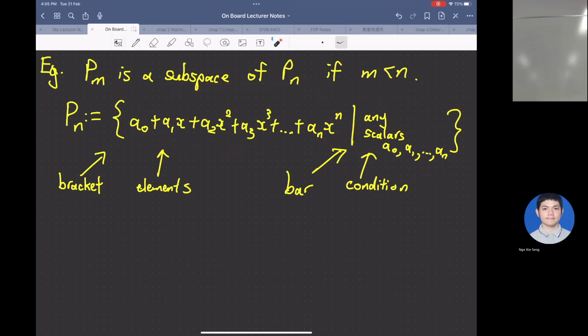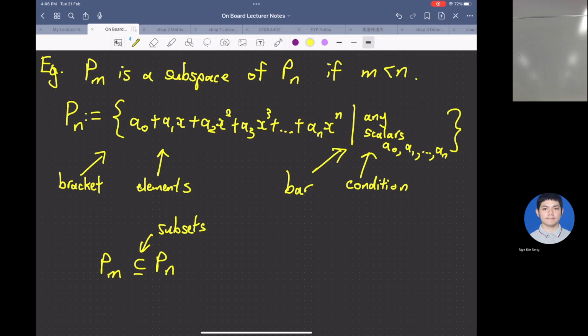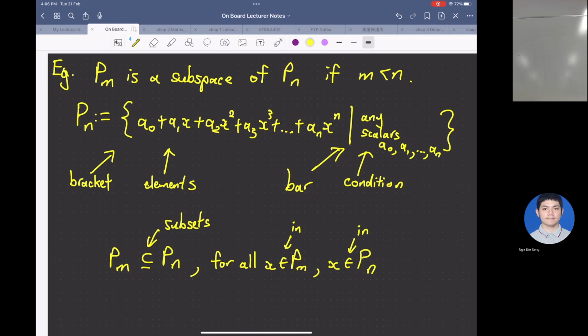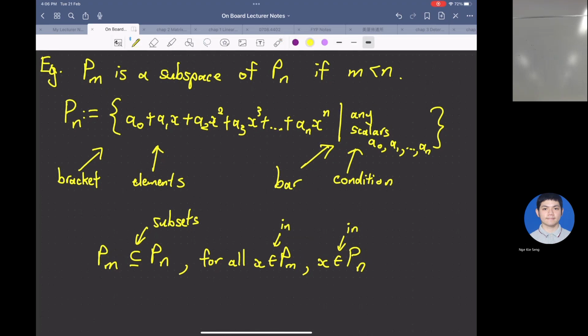So let's prove that Pm is a subspace of Pn if m is less than n. The first condition is: is Pm a subset of Pn? To say that it is a subset, you will say that for all x in Pm, x is in Pn. I want to tell you all the notation in one slide so that we can use it easily.